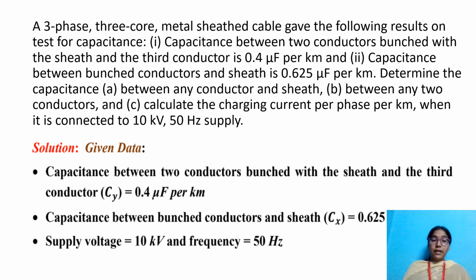We have to determine the capacitance between any two conductors and sheath, and calculate the charging current per phase per kilometer, given the supply is 10 kilovolts at 50 Hz. Given data: the capacitance between the two bunched conductors and the third conductor, Cy, is 0.4 microfarad per kilometer, the Cx value is 0.625, and the supply voltage is 10 kilovolts at 50 Hz.